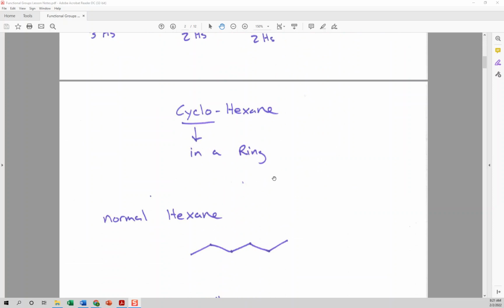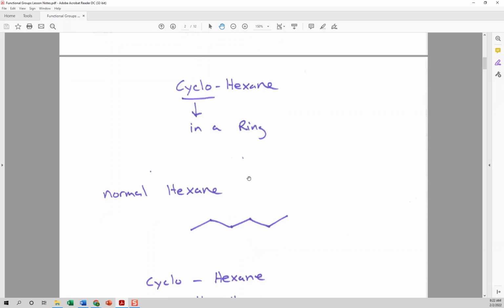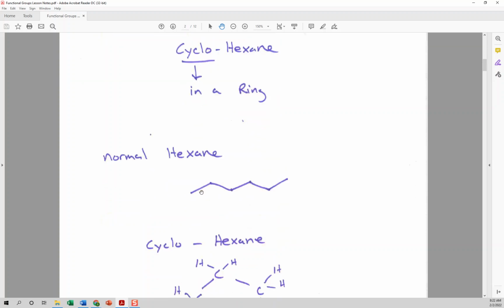But there are such things as cycloalkanes, alkenes, alkynes. And cyclo or cyclic hydrocarbons just means they're in a ring structure. Cyclo means in a ring, circle kind of, versus a straight chain. So I'll show you the example. So this is our normal hexane.